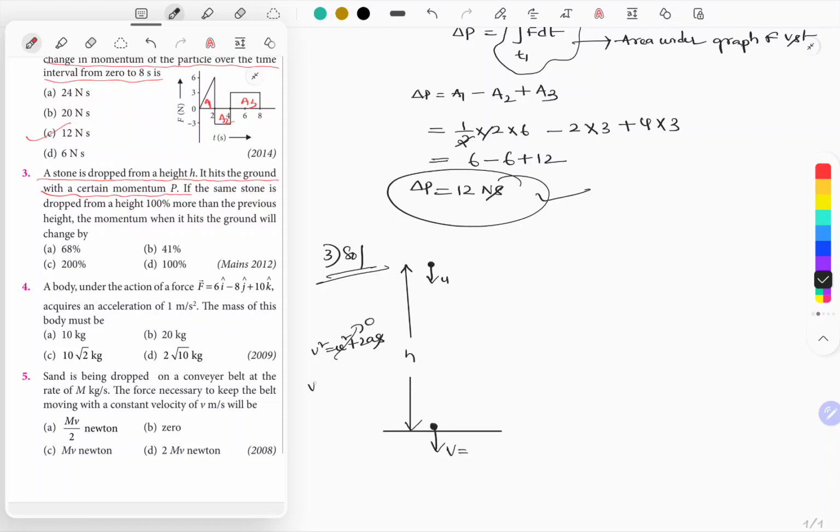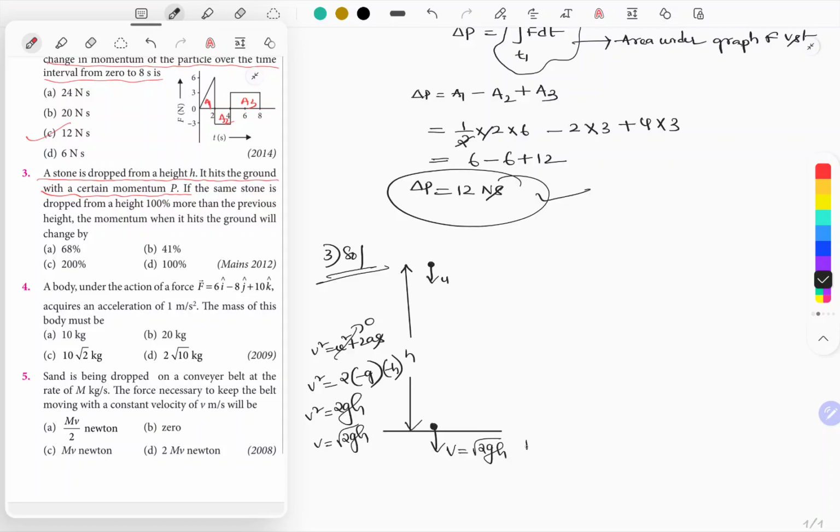Initial velocity is equal to 0. Then v square is equal to 2 into a, which is minus g. I have already said whenever an object is moving downward or upward, doesn't matter, a must be taken as minus g, and the displacement when it is moving down, you should take in the form of a negative. So it is minus h. So v square is equal to 2gh and v is equal to root 2gh. This is the velocity with which that object will hit the ground.